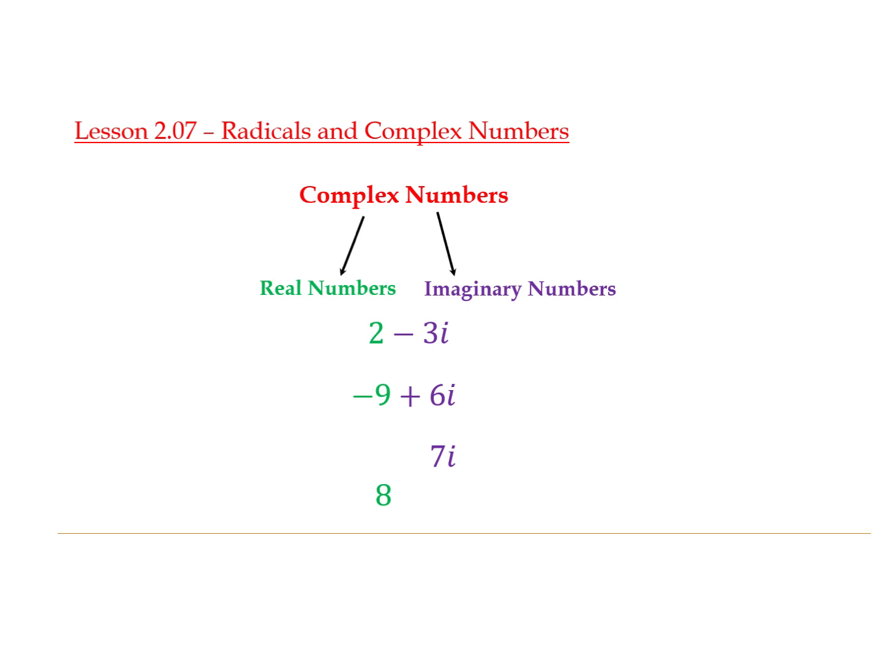All right, a complex number is a number that contains a real part and an imaginary part. Examples of complex numbers: 2 minus 3i, where the real part is 2, the imaginary part is -3i. -9 plus 6i, the real part is -9, the imaginary part is 6i. 7i is a complex number due to the fact that it has no real part, and that real part could be considered to be 0. Same as 8. 8 is going to be a complex number because if I look at it, I could write it as 8 plus 0i.